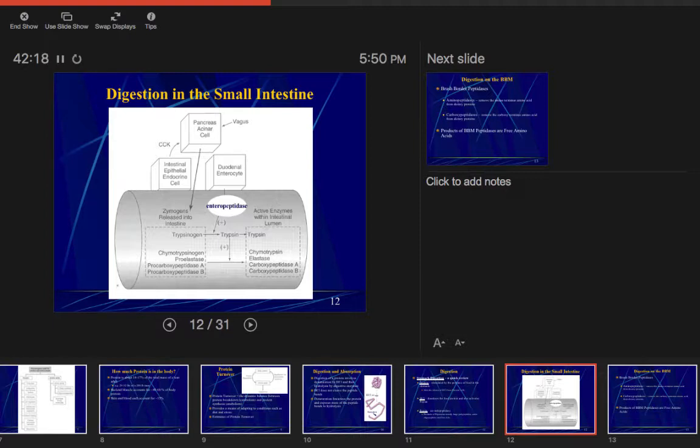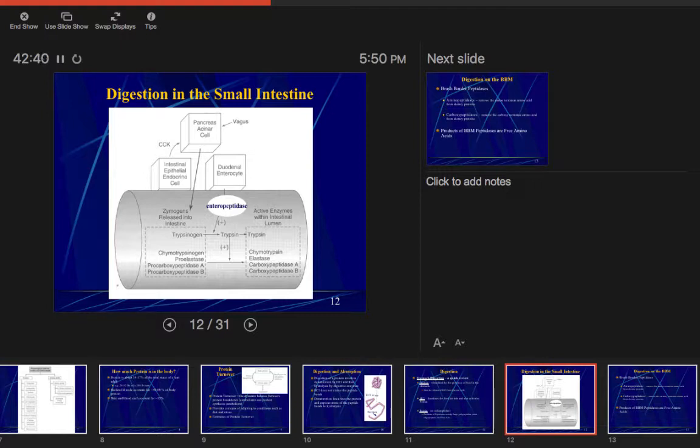So why do you have so many of these? What are they looking for? What are they looking for in a protein? How do they know where to cleave? Amino acid sequences. They're going to look for a specific amino acid sequence or a type of amino acid and cleave right next to it.